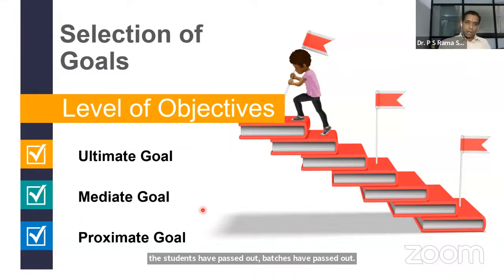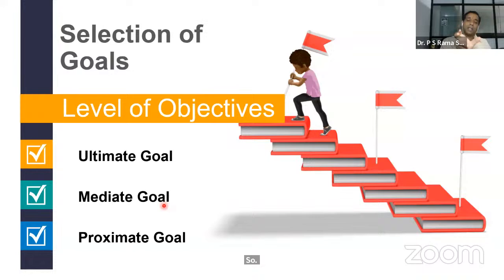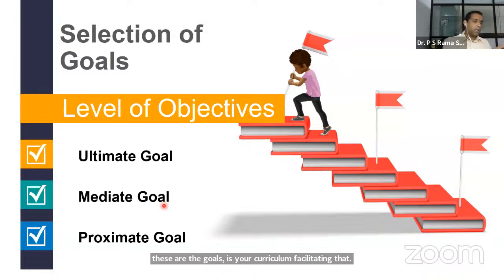So what is the immediate goal? Immediate goal is the progression of students, whether they're going to a job or otherwise, right? The quality of the placements, how many students are turning into entrepreneurs, right? These are all the curriculum goals. So if these are the goals, is your curriculum facilitating that? Right? Some other university may have a different intermediate goal. I'm not saying everybody should have the example I gave you, right?